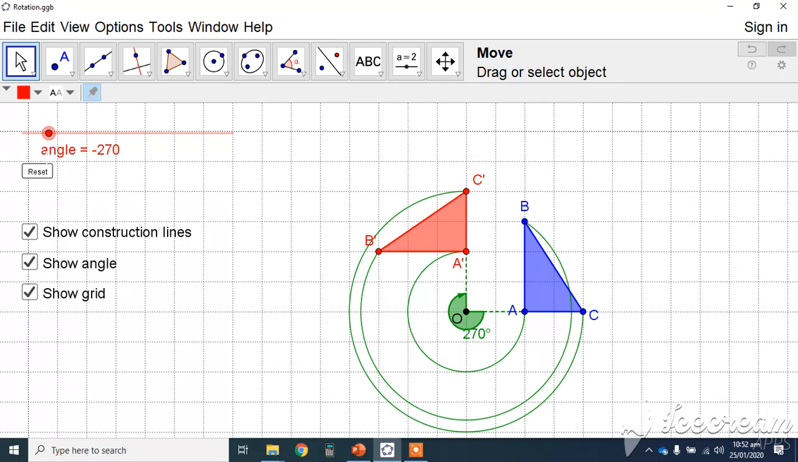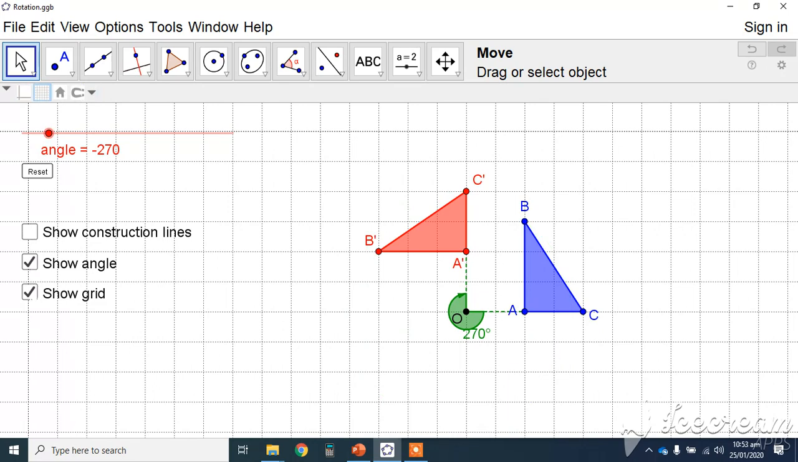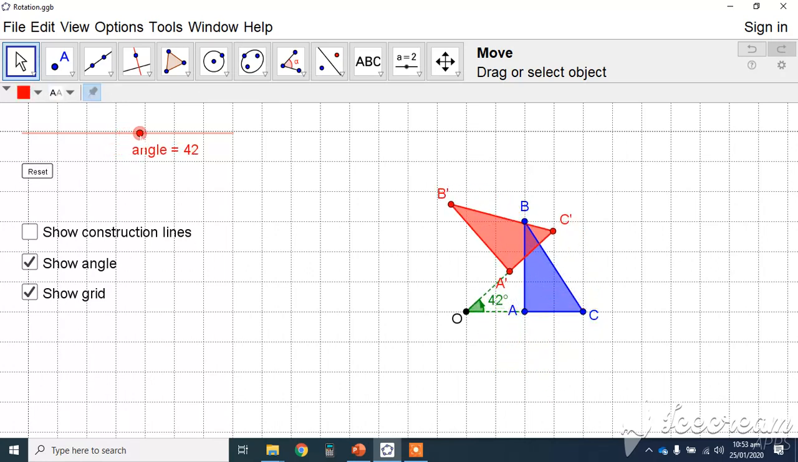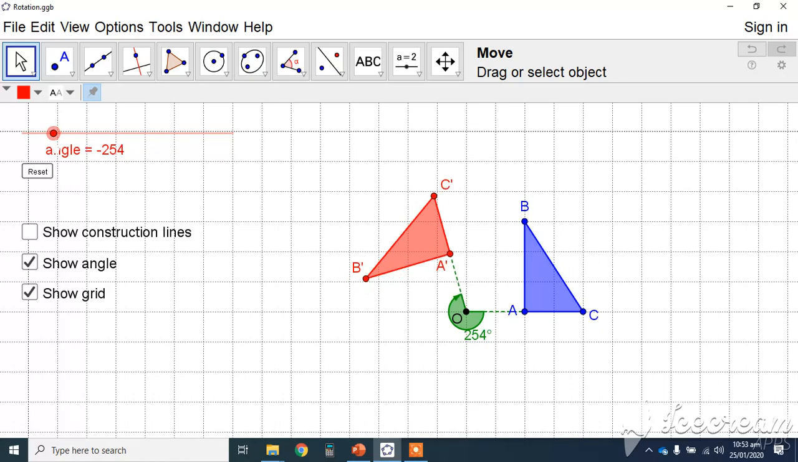Now, one thing to be mindful of, I might just take these construction lines off. One thing to be mindful of, look at this. Okay, I'll take it back to the start. I might just reset that. So if I go 90 degrees anti-clockwise, and stop there, it's exactly the same as 270 degrees clockwise. Let me go to 270 degrees clockwise. So that's just something to be mindful of. 90 degrees anti-clockwise is the same as 270 degrees clockwise.